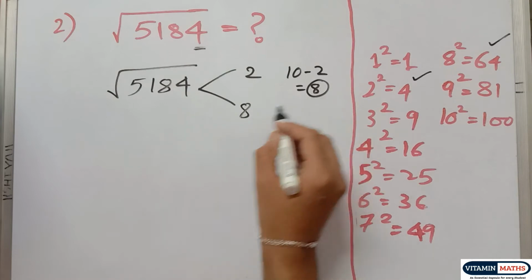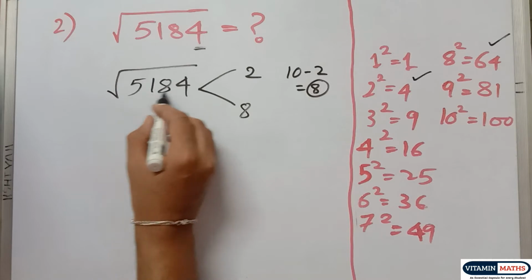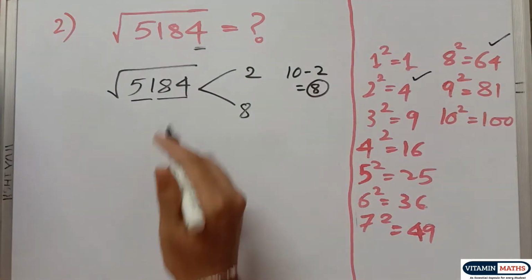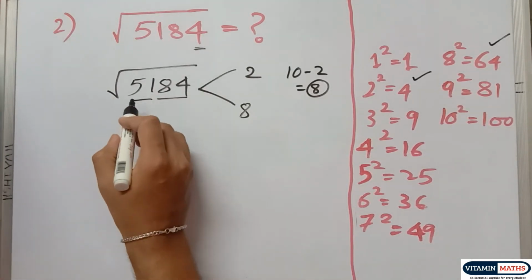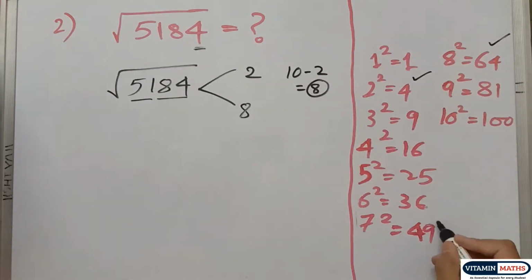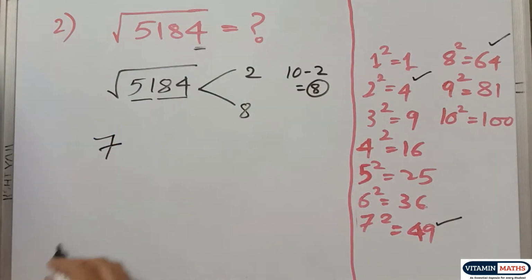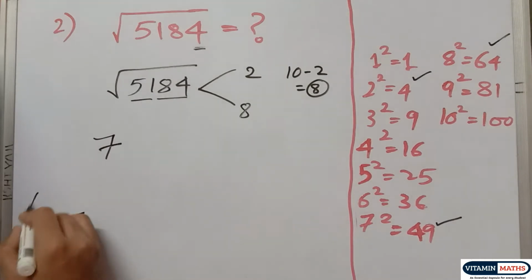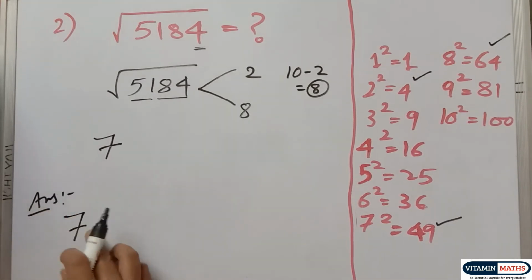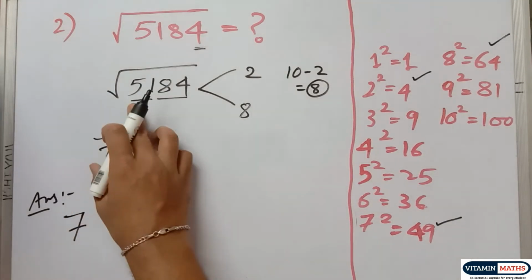Now we have to search for a number very close to this. We make 2 divisions here, a pair of 2 numbers. We have to search for a perfect square close to 51. Close to 51 is 49, which is 7 square. So only 7. Once again our answer is here. Let me write 7, it is fixed. 7 square is 49, which is close to 51.